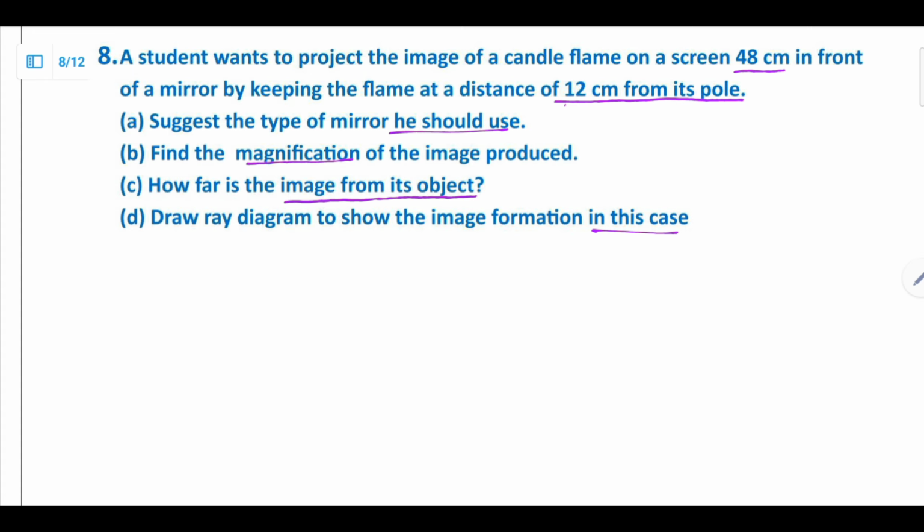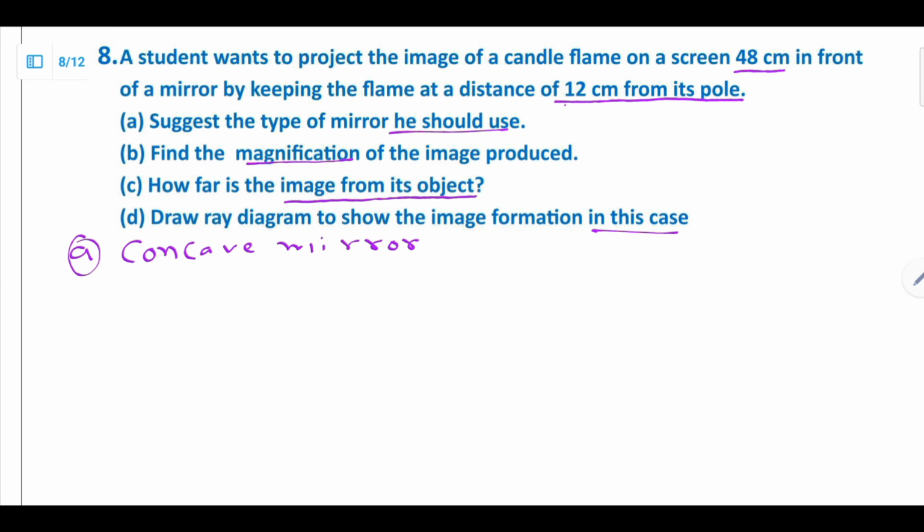In the question, the image is forming on the screen. As the image is forming on the screen, the image is real. Only a concave mirror can form real images. So you must use the concave mirror.